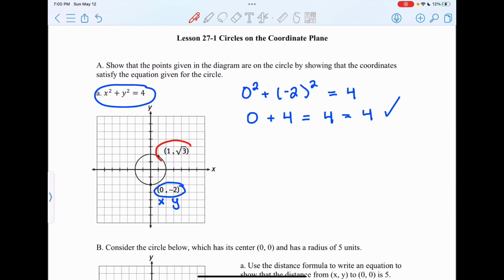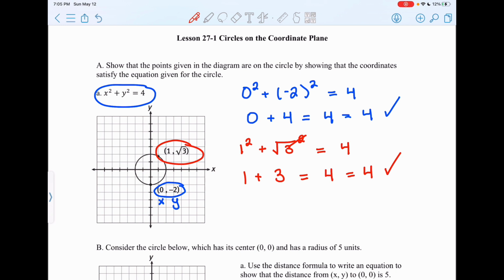And now let's check this other point. So instead of x, I'm going to say 1 squared plus, instead of y, radical 3 squared. And we're going to see if this equals 4. 1 times 1 is 1. And when we square a square root, the square and the square root undo each other, leaving me with just 3. And 1 plus 3 is 4, which equals 4. And so that point is also on the circle because it satisfies the equation.